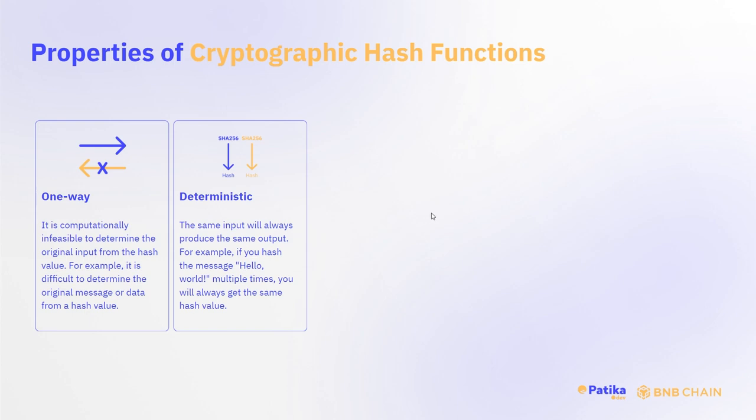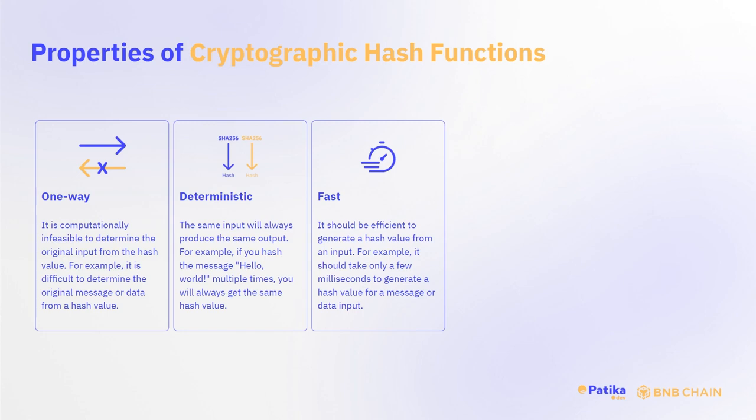Deterministic. The same input will always produce the same output. For example, if you hash the message hello world multiple times, you will always get the same hash value. If you are using it in a different environment, a different editor, the same algorithm, it doesn't really matter. You will get the same hash value with the same input. They should also be fast and efficient to generate a hash value from an input. For example, it should take only a few milliseconds to generate a hash value for a message or data input.